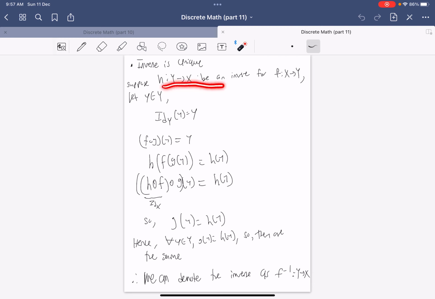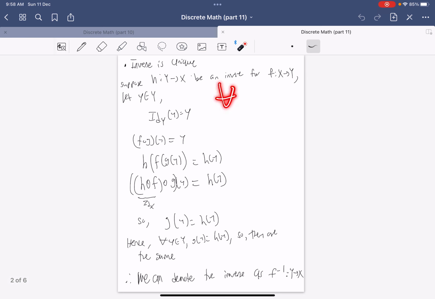Let's suppose we have another function H that we call the inverse of F. That means it has the property that H circle F is the identity on X and F circle H is the identity on Y. And so we want to prove that H is the same as G. To be the same function, it means that for all the outputs in Y, G of y is the same as H of y. They have the same output.